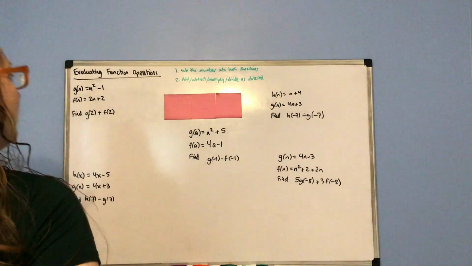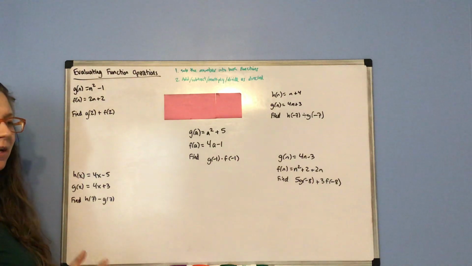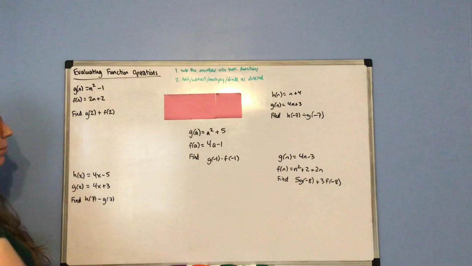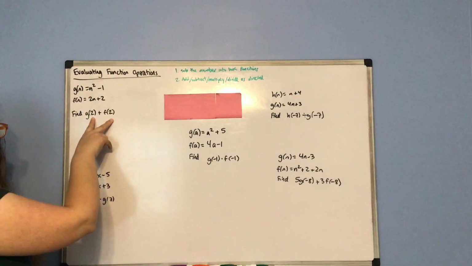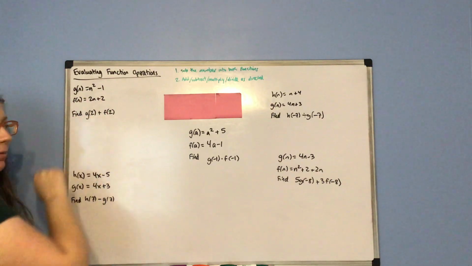Hello, today we're going to talk about evaluating function operations. This looks sort of like when we've added, subtracted, multiplied, divided, done linear combinations of functions before. But instead of it saying something like find g of x plus f of x, we now see 2's here instead of x's or n's or whatever our variable is.